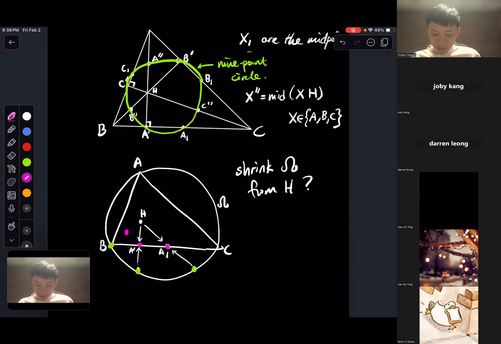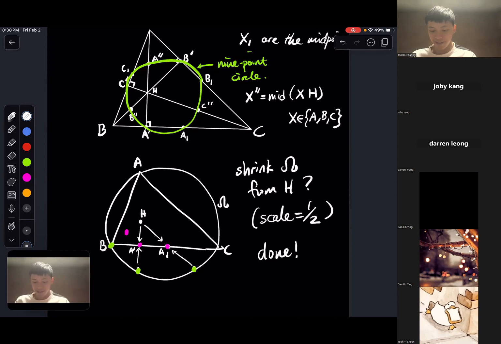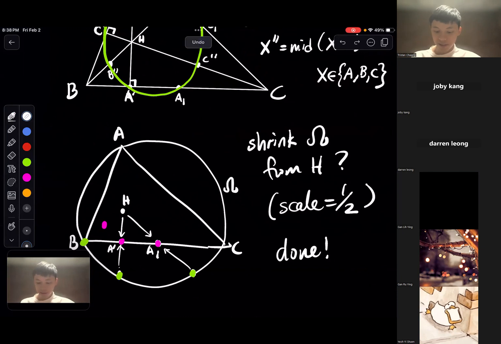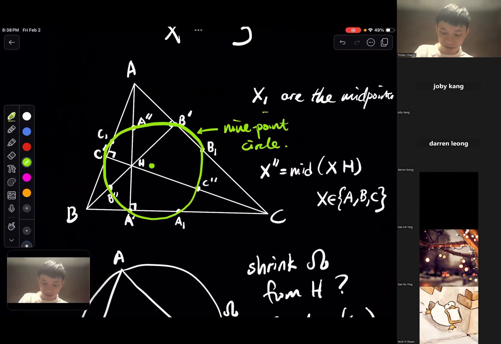Anyway, once we shrink from H with a scale factor of a half, then we basically get the 9 point circle, right? So we're done. This also gives us a clue on where the center is. We haven't talked about the center yet, but the center of omega is the circumcenter. So once you shrink it, it shrinks the same way. N9 is just the midpoint of OH. OH is somewhere here. So N9 is here, the 9 point circle.